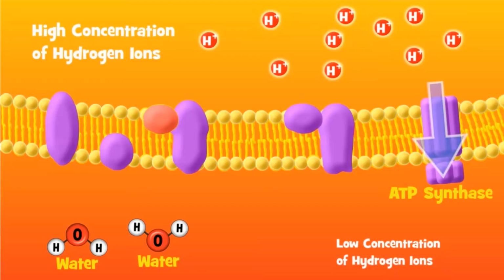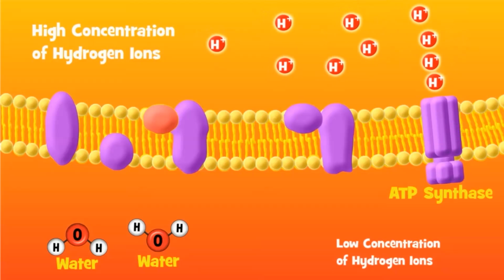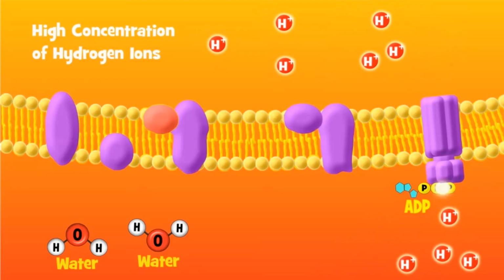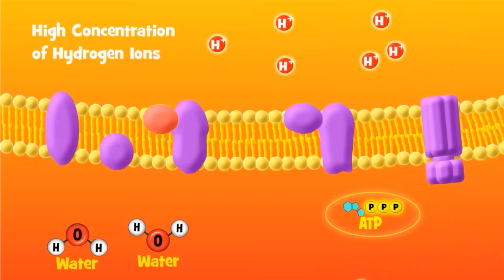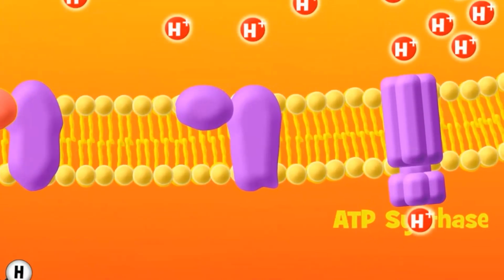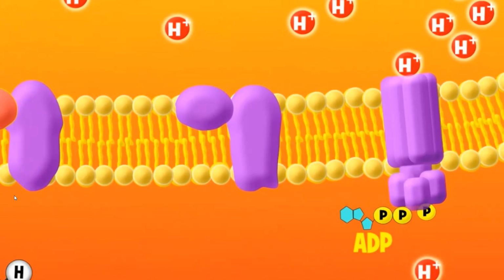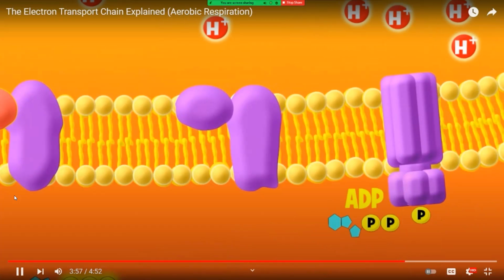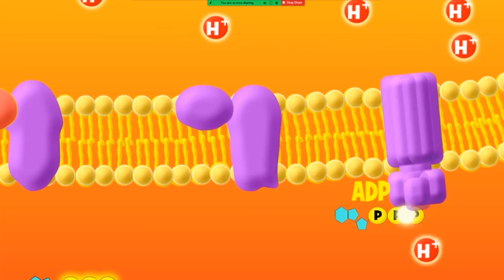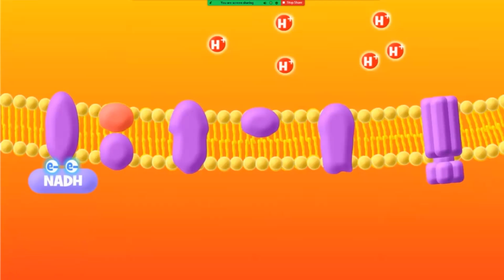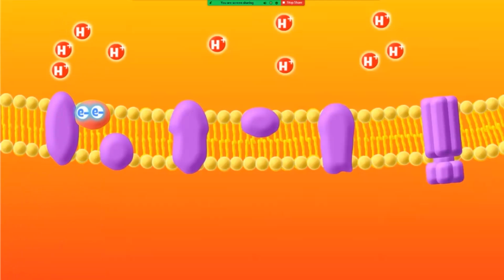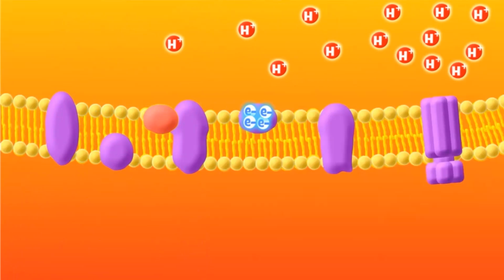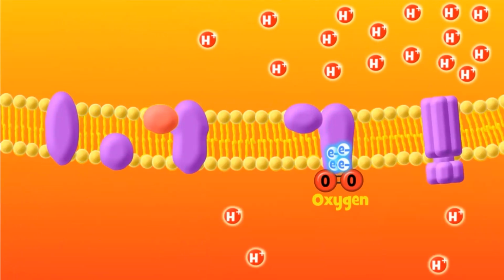This facilitated diffusion of hydrogen ions through ATP synthase causes ATP synthase to spin like a turbine and produce ATP. Such a cool mechanism. It's like a microscopic hydroelectric dam, generating ATP instead of electricity as hydrogen ions passively flow through. Since we made many electron carriers throughout respiration, the electron transport chain happens over and over again, making between 30 to 34 ATP molecules for every glucose that entered respiration.